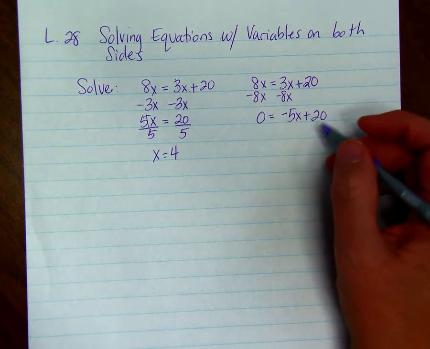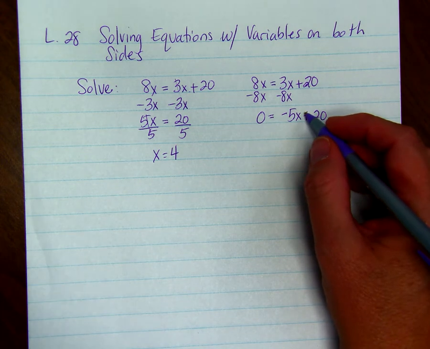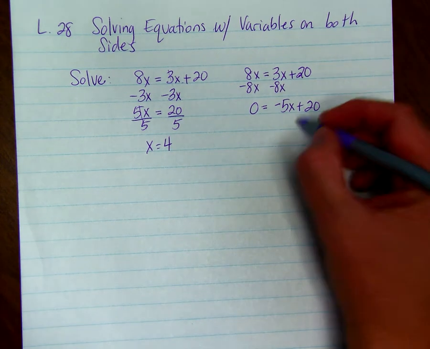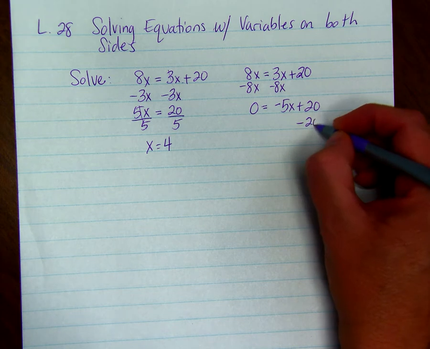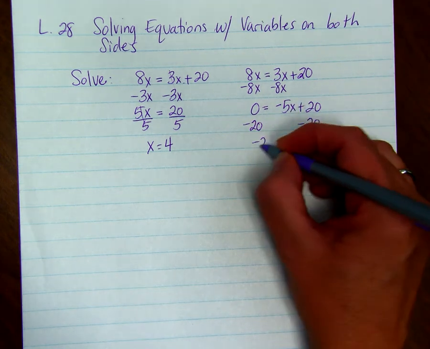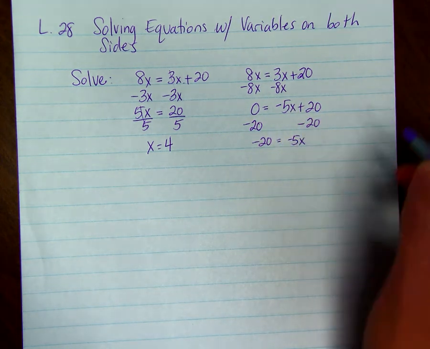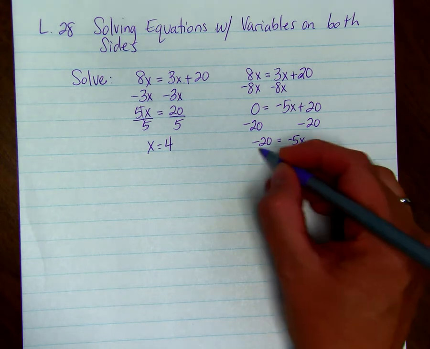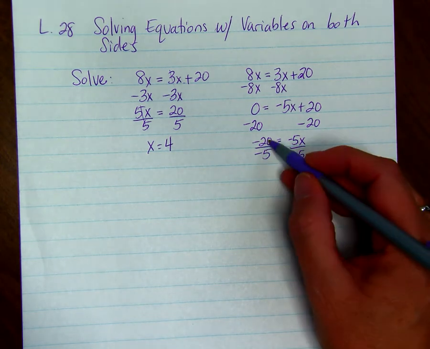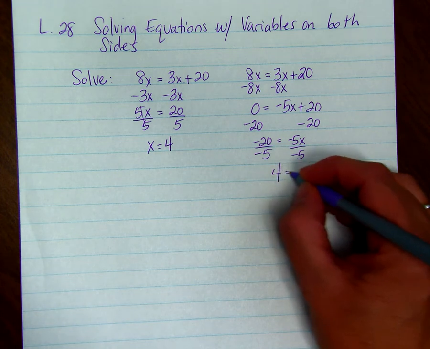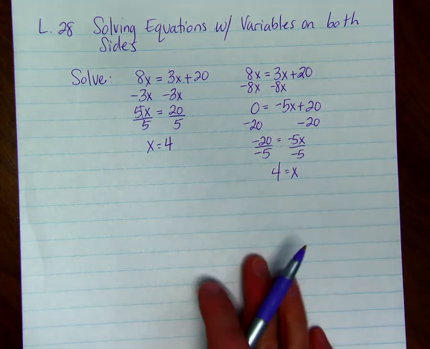Now we solve for x by doing inverse operations, the addition and subtraction first. So we're adding 20. We want to do the opposite of add 20, which is subtract 20 from both sides, and then we're going to divide by negative 5. And when you divide a negative by a negative, it becomes a positive, so 4 equals x.